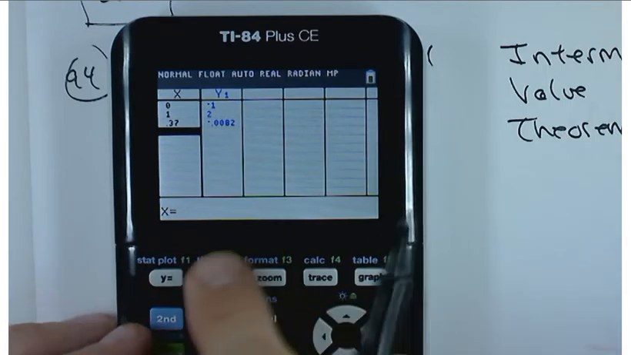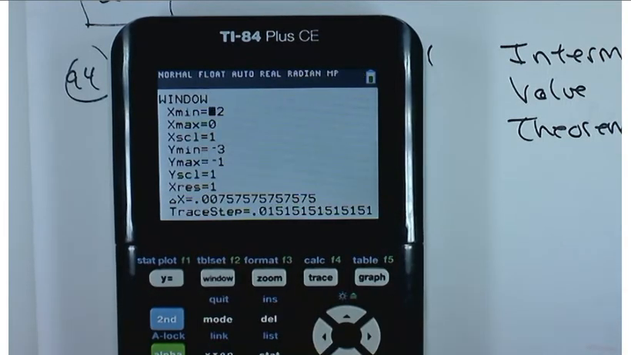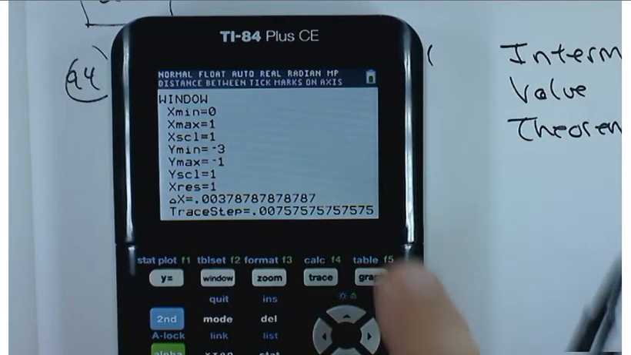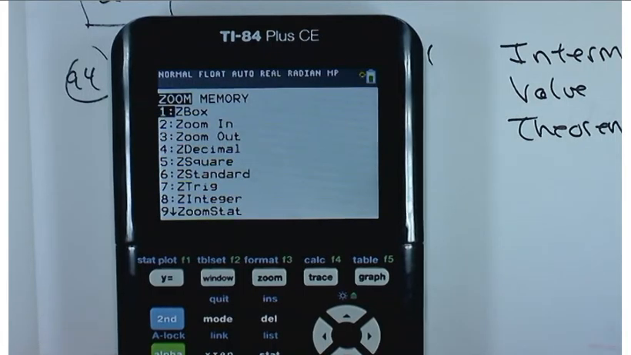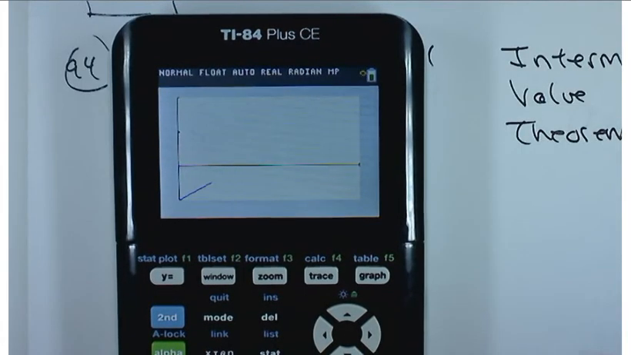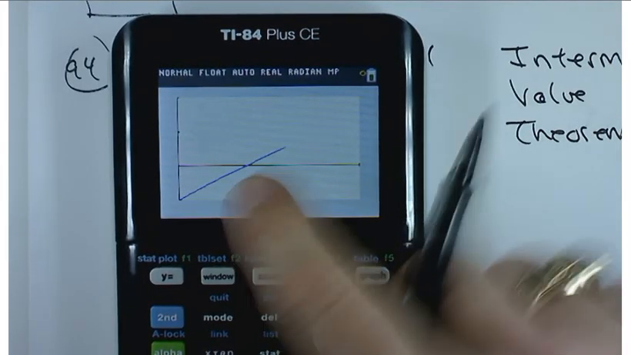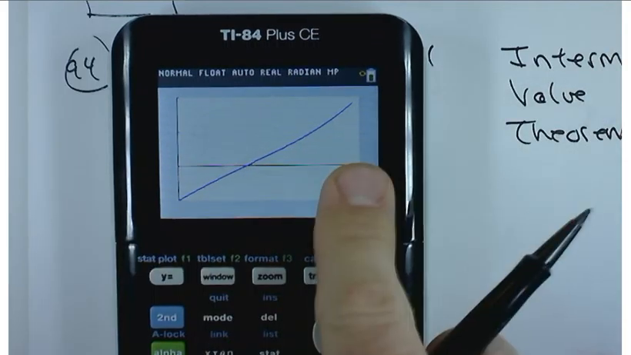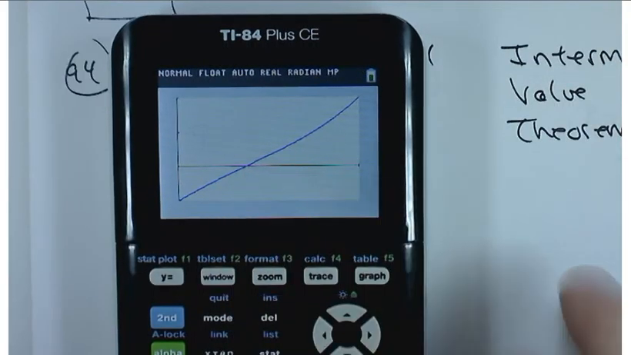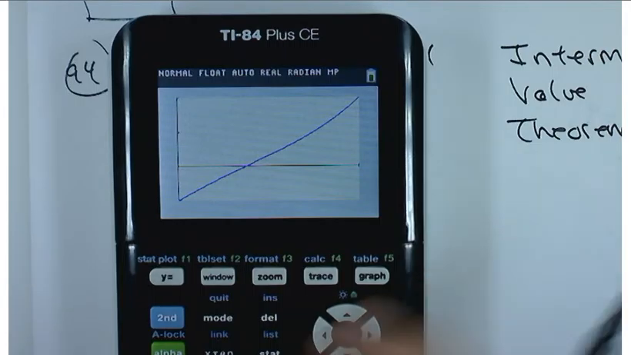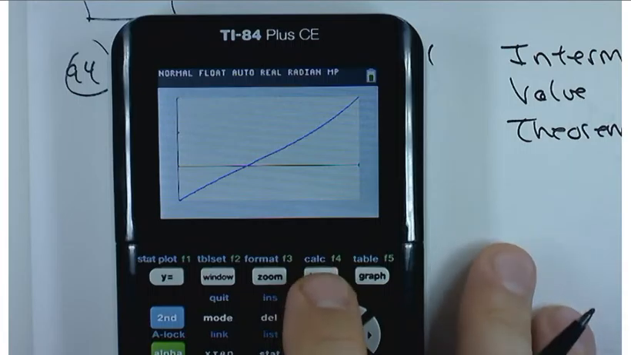Let's look at it graphically. To look at it graphically, set your window from 0 to 1, and then zoom 0. And you'll see that somewhere in between 0 and 1, the graph crosses the x-axis. We've got an x-intercept. Now the book asks you to find that and estimate it. There's a lot of ways you can estimate it.